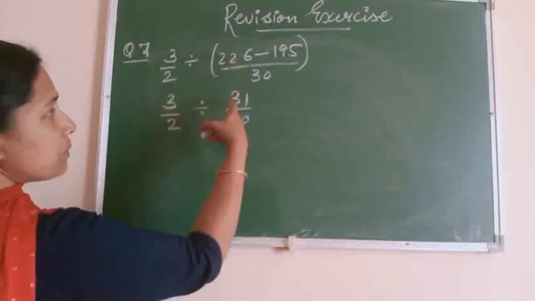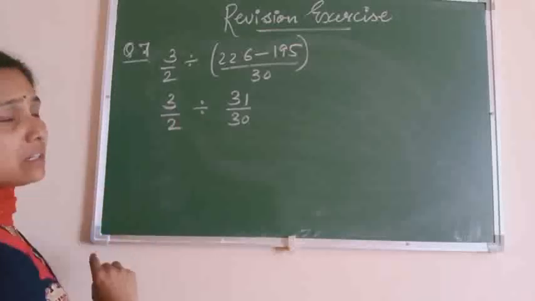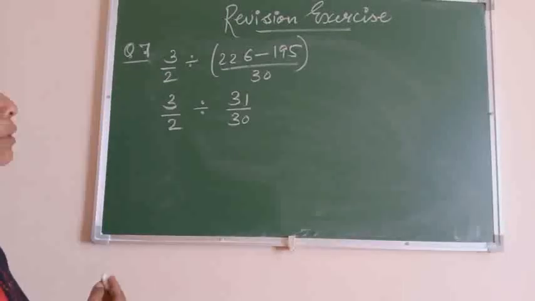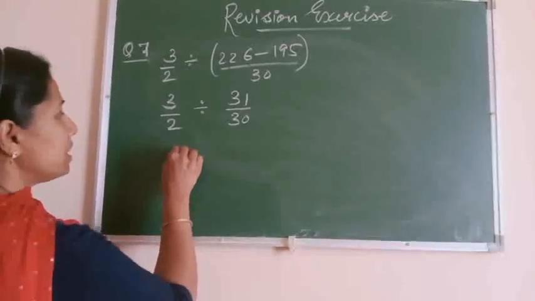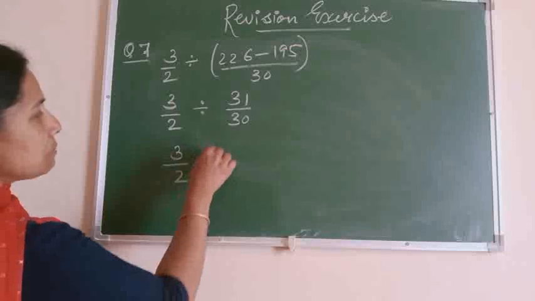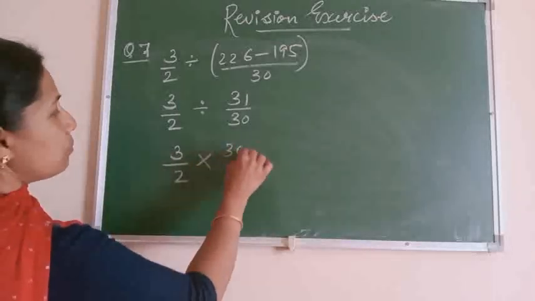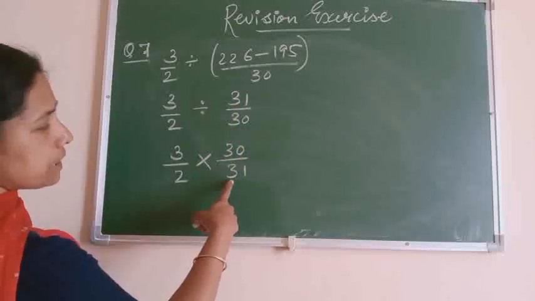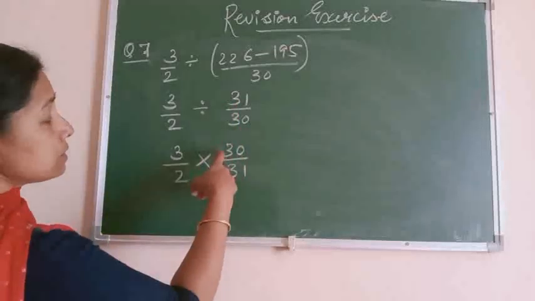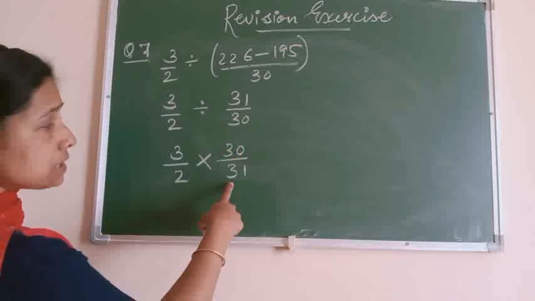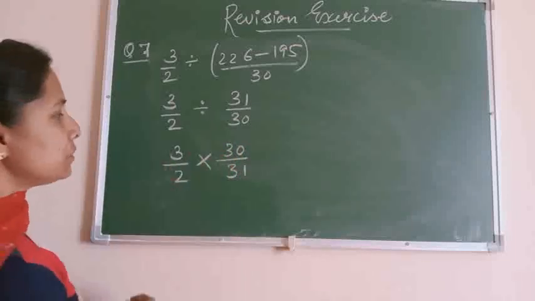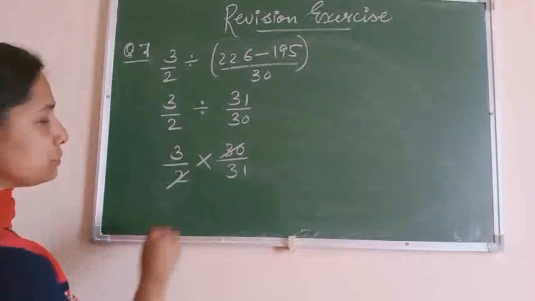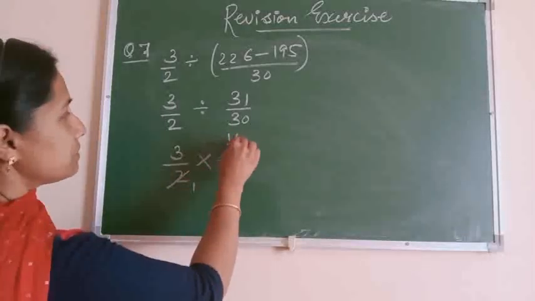Now the brackets are opened. Now it is division of fractions. For dividing, you have to multiply with the reciprocal of the second fraction. That we are doing here. 3/2 multiplied by 30/31. We took the reciprocal of this: 31 became the denominator and 30 became the numerator. Now you can cancel. 2 and 30 you can cancel by 2. Here 1, here 15.